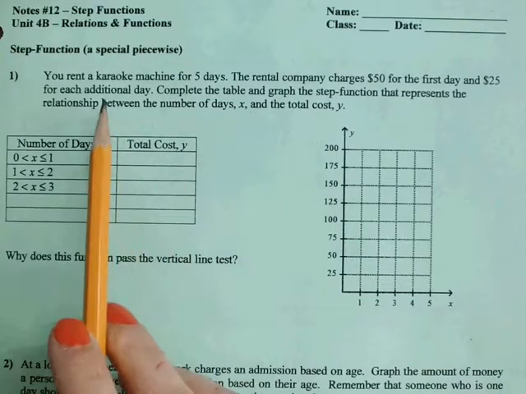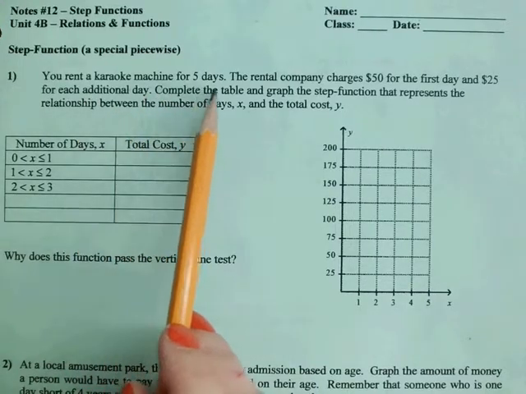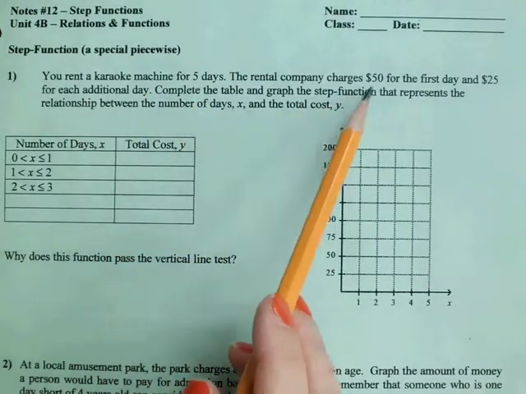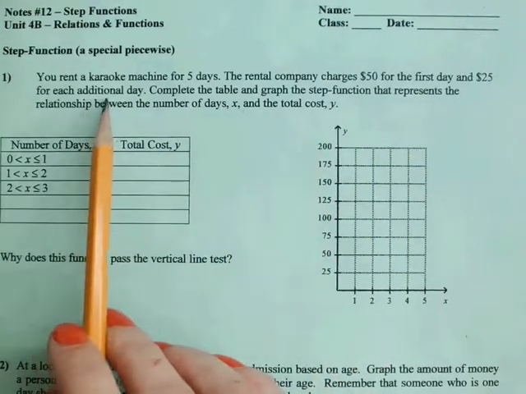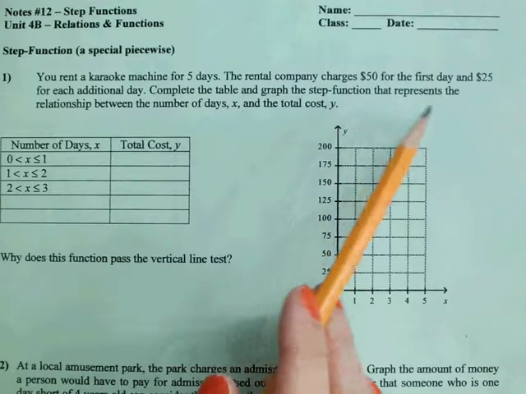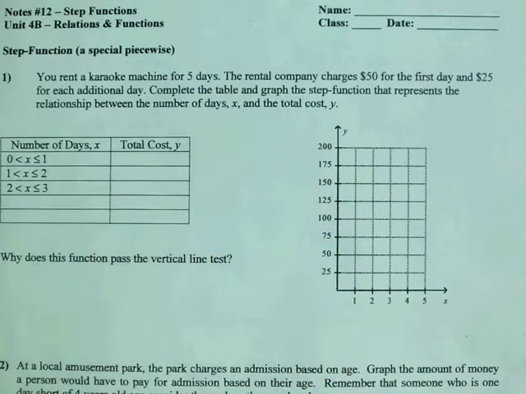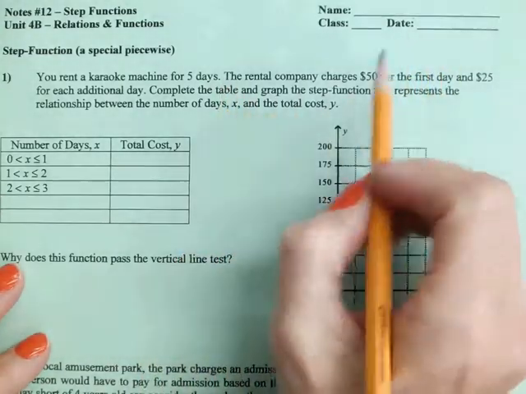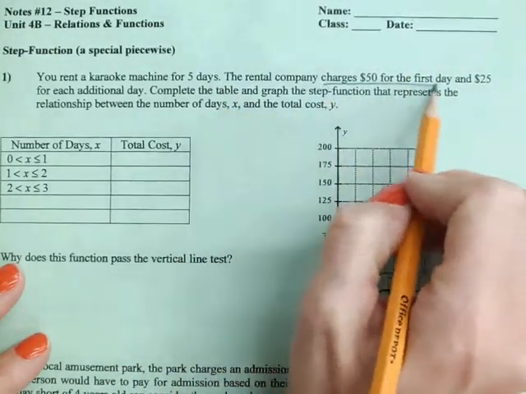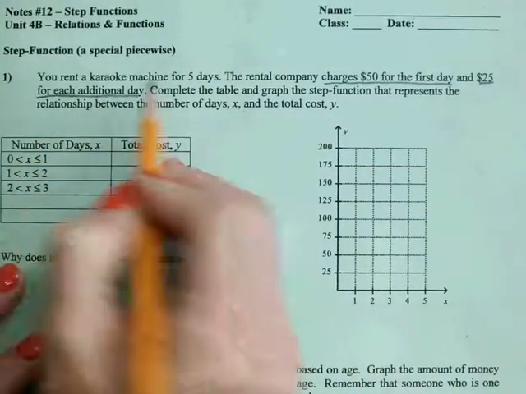Starting with problem number 1, you rent a karaoke machine for 5 days. The rental company charges $50 for the first day and $25 for each additional day. Complete the table and graph the step function that represents the relationship between the number of days x and the total cost y. So I'm going to remember that they charge $50 for the first day, $25 for each additional day.